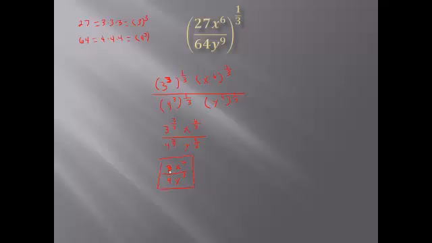I cannot reduce that fraction 3/4. I only have x appearing once and y appearing once. They're both positive exponents, so that is fully simplified.